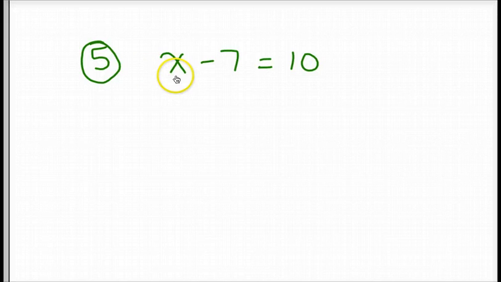All right, number 5. This time, instead of doing addition, we're using subtraction. So we're now starting the subtraction portion.